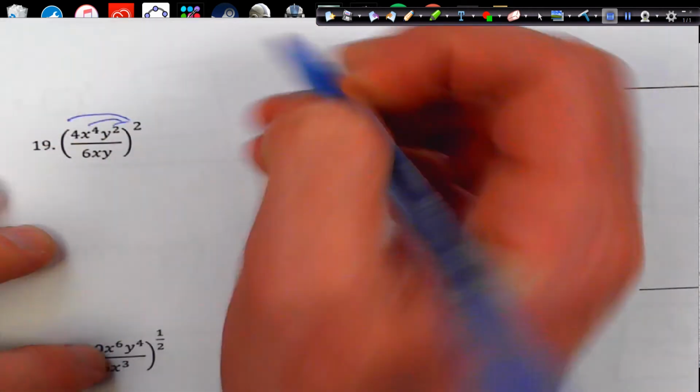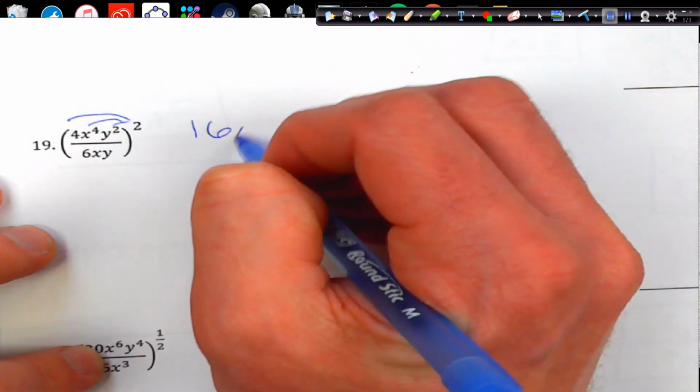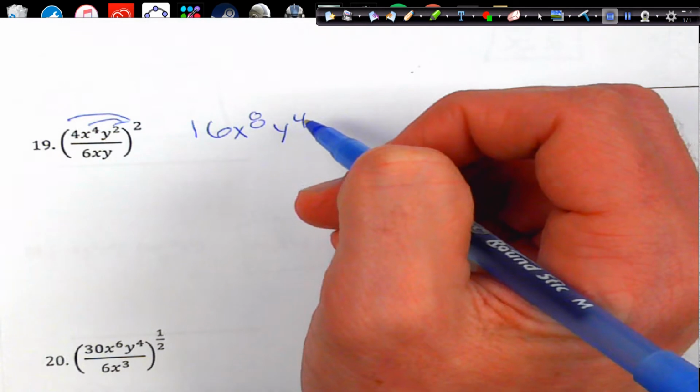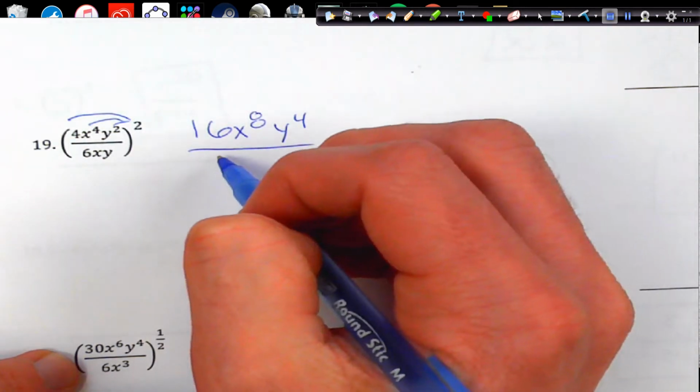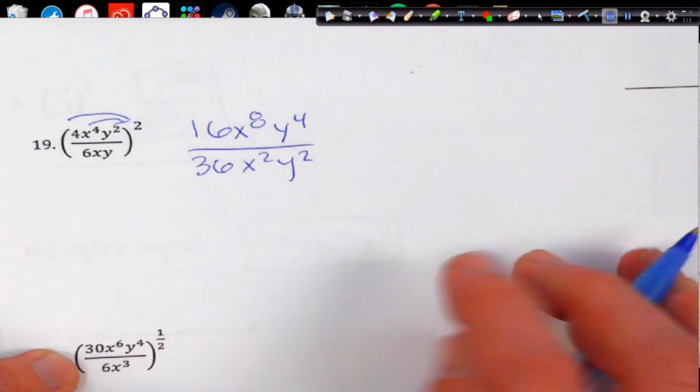Here we have to distribute the 2 to everything. 4 squared is 16. X to the 4th raised to the 2nd is x to the 8th, and that's going to be y to the 4th. Then we're going to put it all over. That's going to be 36 x squared y squared.